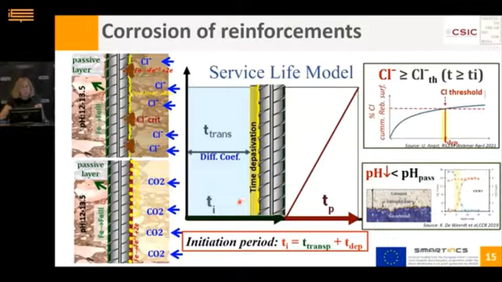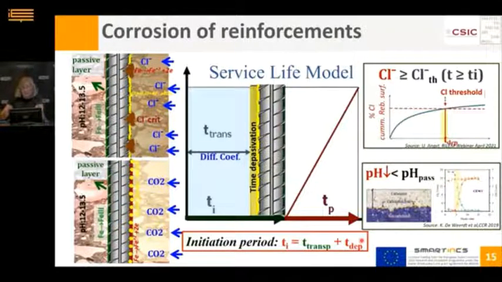This well-known two-stage model considers the transport of the aggressive agents and the initiation of corrosion, and the propagation. From the point of view of service life, it's not completely defined and will depend on the type of structure considered, but several times, and even codes, consider the end of the service life when the corrosion is initiated. So in this region, we need to identify that time, the time dedicated to transport and the time dedicated to the depassivation. We are going to deal with this case.